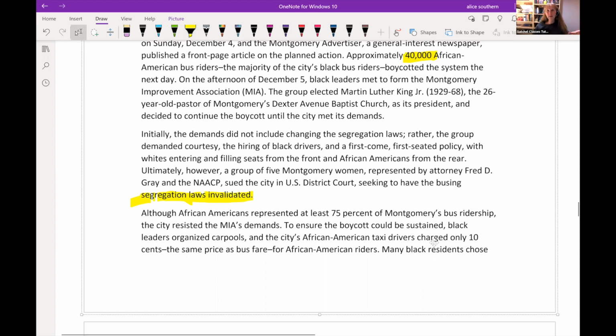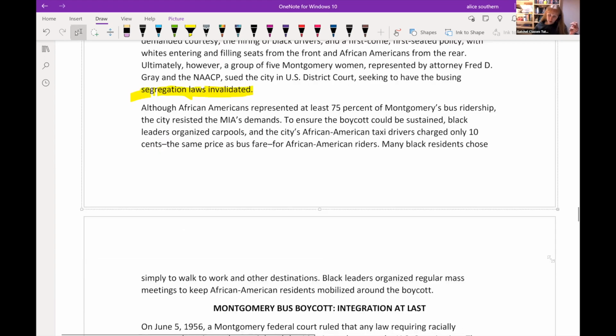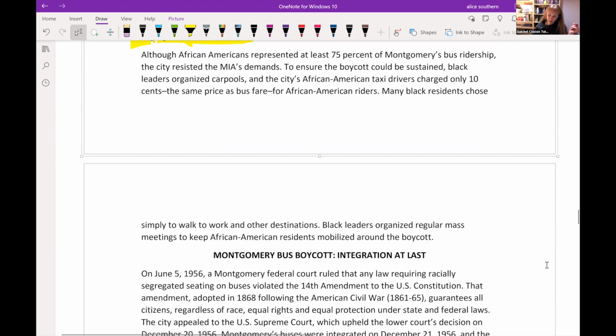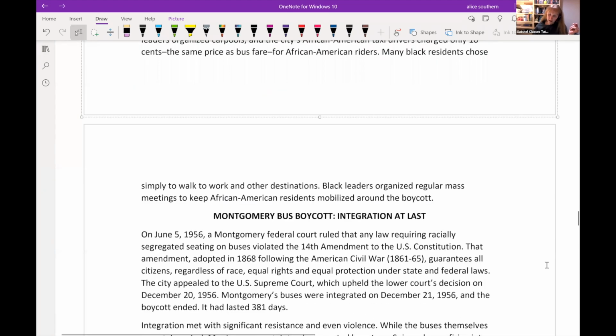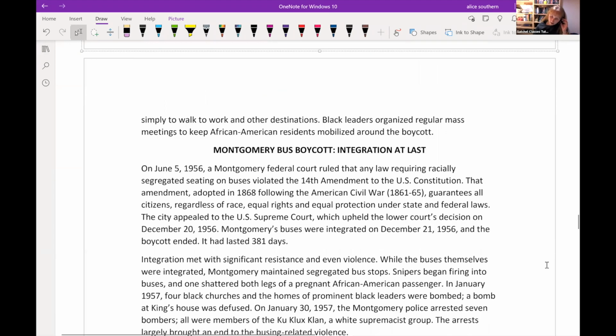So the problem here for the bus company is obviously you either meet their demands or you lose a lot of money. That's what it comes down to. So Black residents chose to simply walk, and they regularly organised mass meetings.